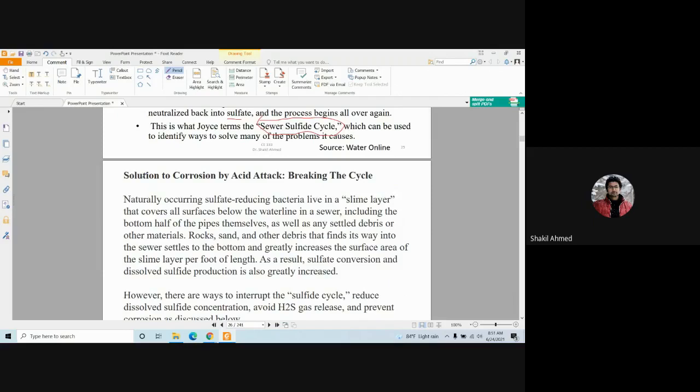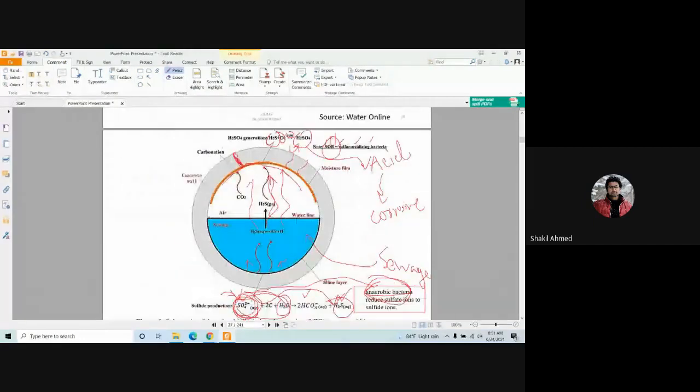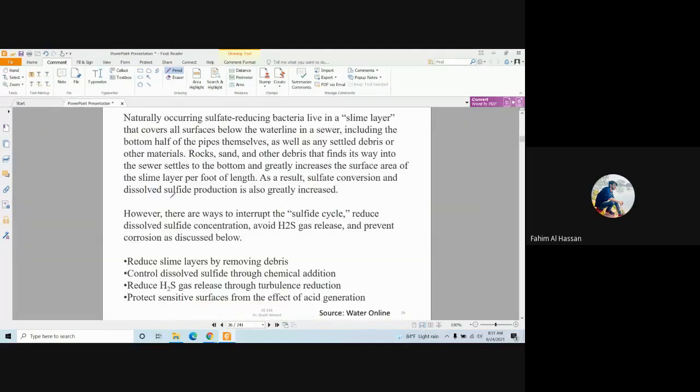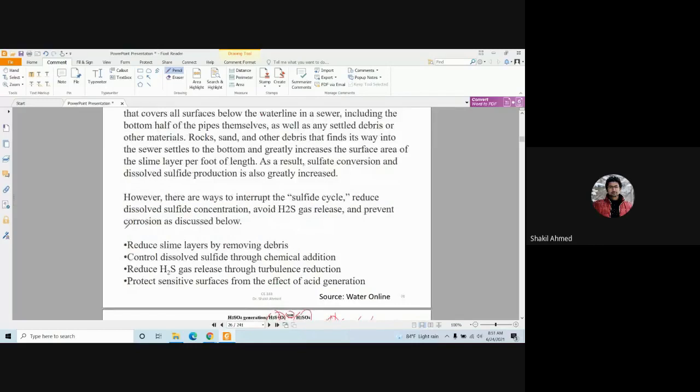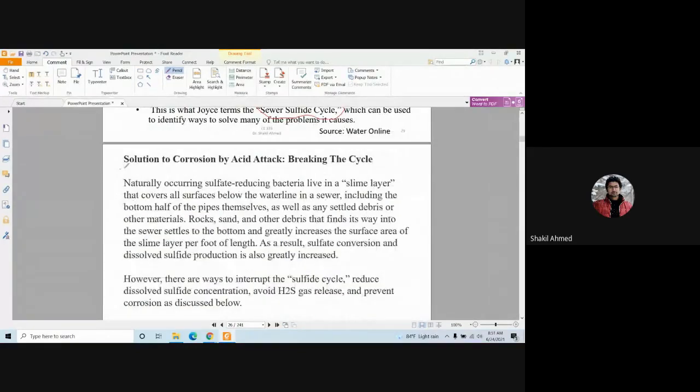Now, you know sewer leakage is a costly problem. Sewers are very large diameter pipes, and they are under the ground, right? So replacing or fixing these sewers is expensive. Are you following me? Yes, sir. So it's important to solve this problem. So what should be the solution?